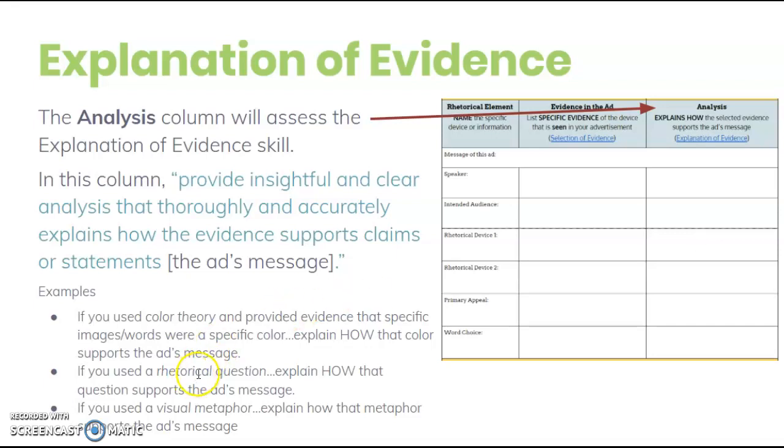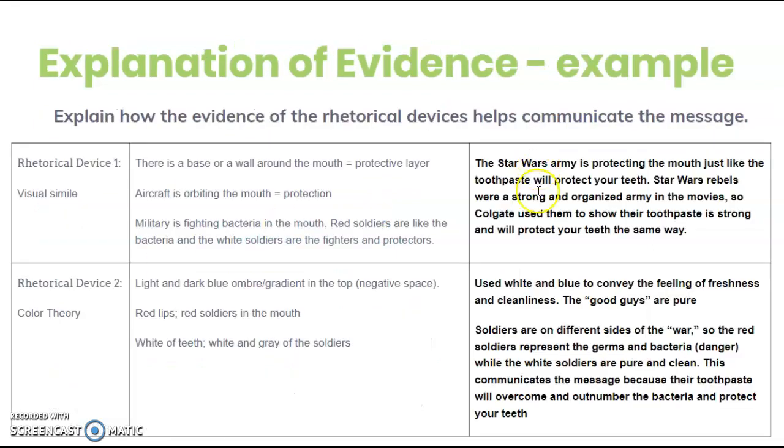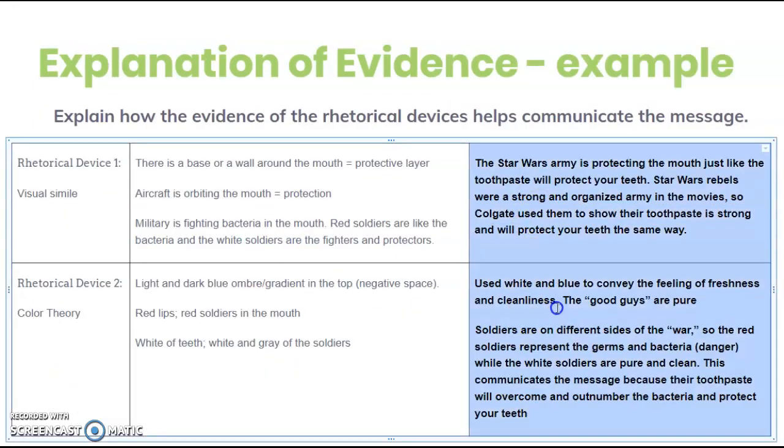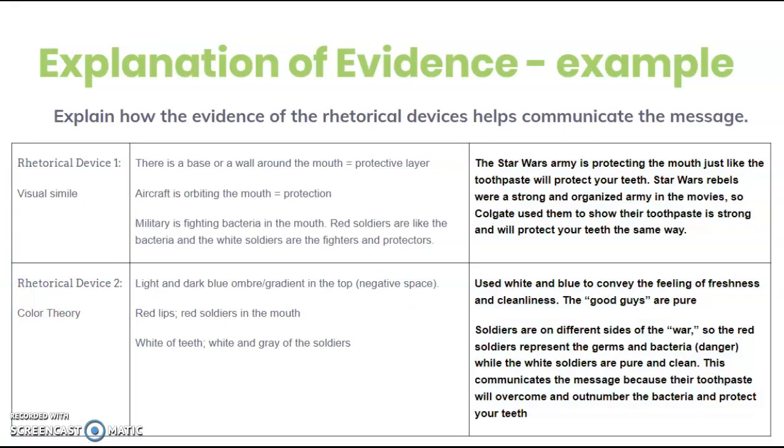If I asked a rhetorical question, so my device is a rhetorical question, my evidence, I put the question, my analysis should explain why did I ask that question? How does the meaning of that question and the implied answers of that question help communicate my message? Again, here's an explanation of two strong uses of explanation of evidence that you could see how yours should look like, and you can kind of model after that.